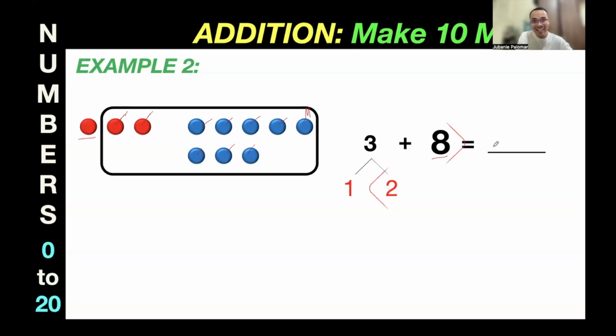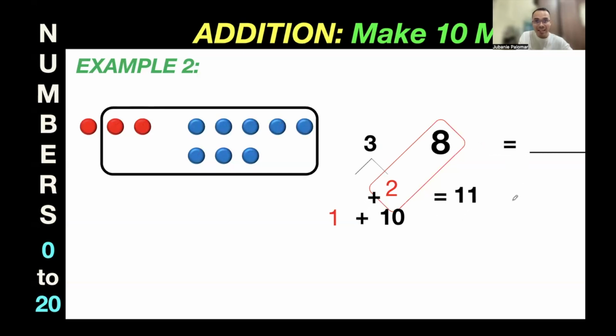Remember that 8 and 2 make 10. This is the very reason why the method is called make 10 method. And what do we do next? We bring down 1 over here and we add 10 and 1, and the result is 11. So 3 plus 8 is 11. Did you get that?